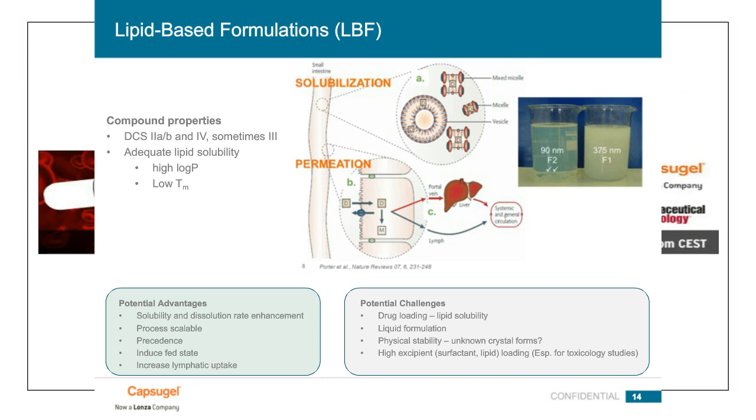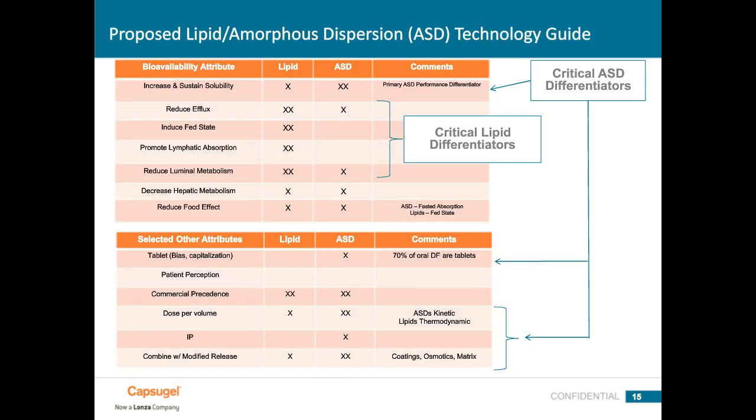So in this table here, I tried to just summarize a few of the advantages of lipids versus solid dispersions and vice versa, and really where we can identify lipids being critically different from amorphous dispersions. As I've indicated here, the critical lipid differentiators are really in these biological factors, things like inducing the fed state and lymphatic absorption, which can be very critical for certain compounds.